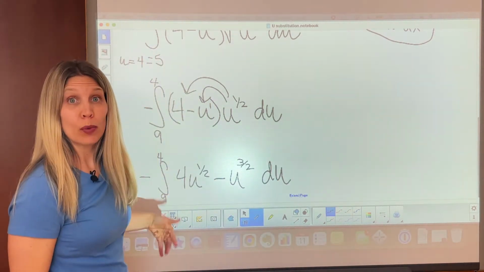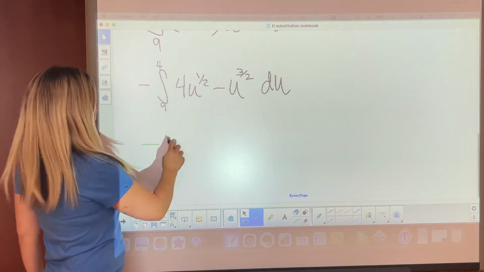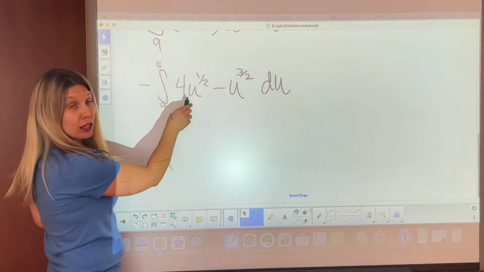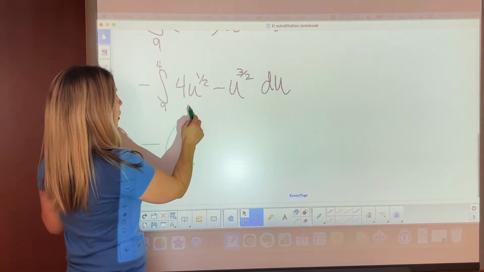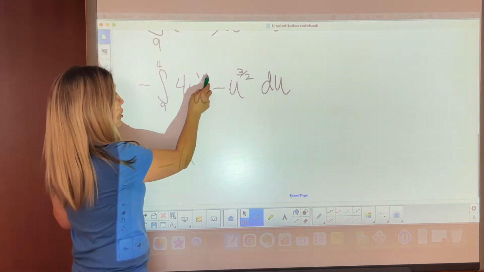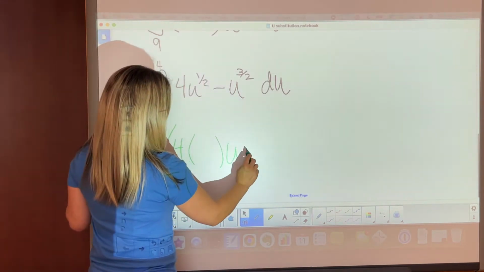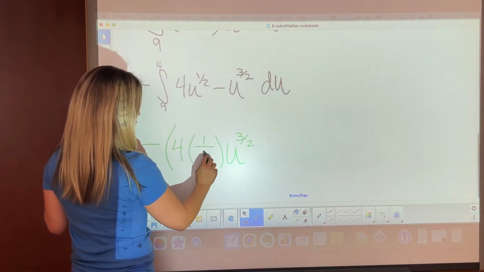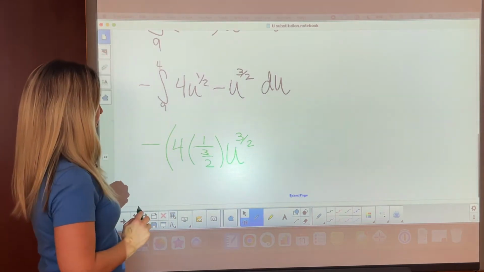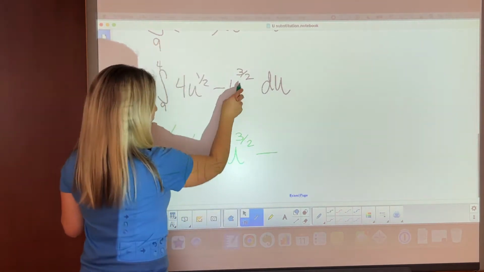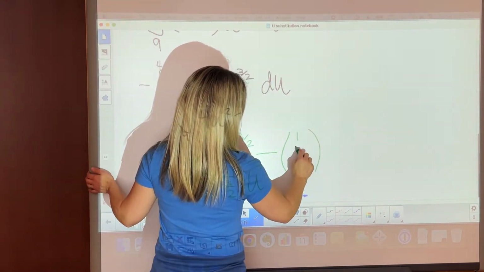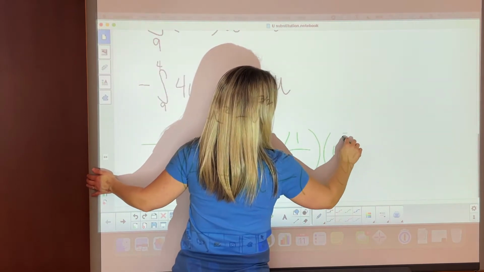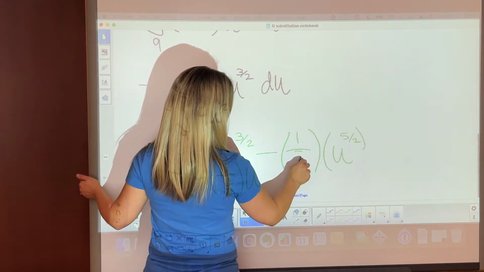Now we can go ahead at this point and we can integrate. So the negative sign stays, and we put parentheses around that because that negative goes to the whole thing. Now I'm going to integrate this piece. The 4 stays. When you integrate u, you add 1 to the exponent. So I'm going to put u in here. If I add 1 to 1/2, I get 3/2. And then this becomes 1 over your new exponent. Minus, now again, I'm going to set up my fraction here, 1 over the new exponent. And I'm going to add 1 to that exponent, so that becomes 5/2 down here.